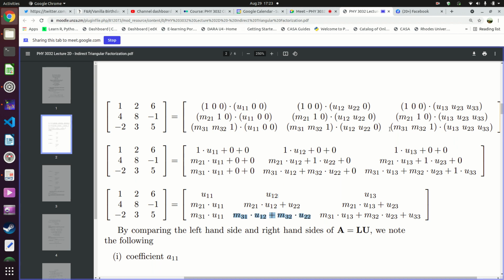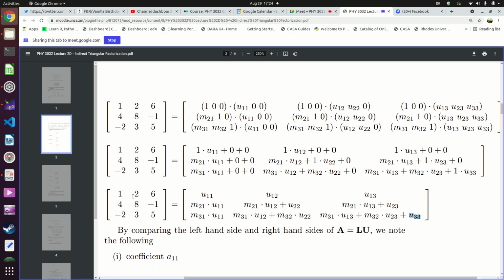Next, your third row multiplied by third column. So this is going to give you M31 multiplied by U13. M31 multiplied by U13, that's what you have here. Then plus M32 multiplied by U23. That's what you have here. M32 multiplied by U23 plus 1 multiplied by U33. That's what you have here. So when you do this addition, you end up with M31 U13 plus M32 U23 plus U33, like this.